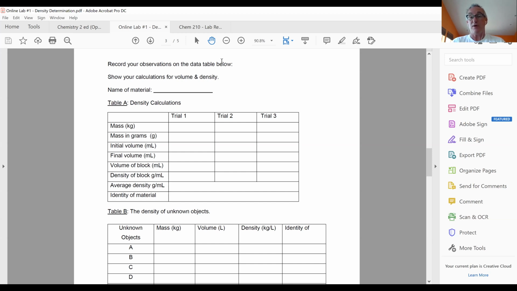Sometimes if you can do it 4 times, even better. But twice is not good enough because if you get an answer, so if we're calculating the density of aluminum, for instance, and your first answer is 2.5, which is pretty close to 2.7, but your next one is 7, and then you take the average of 2.5 and 7, you're going to be way off.